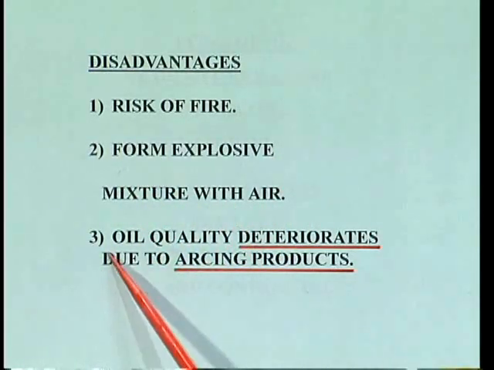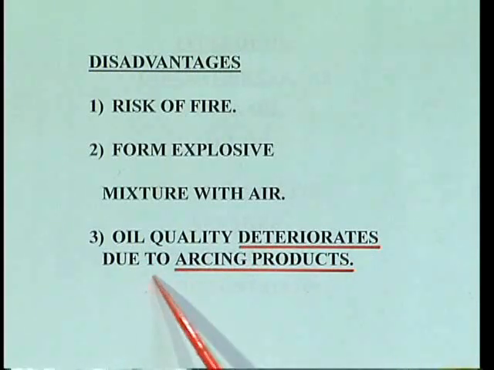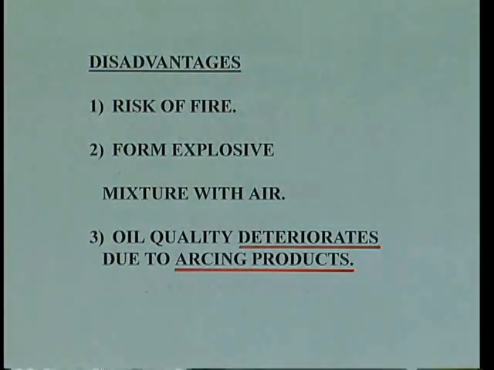And the third one is oil quality deteriorates due to arcing products. Every time an arc is struck between the contacts, arcing products are produced. These arcing products are nothing but carbon. This carbon deteriorates the quality of the oil and the quality of the operation of the circuit breakers. So these are the three disadvantages of oil circuit breakers.